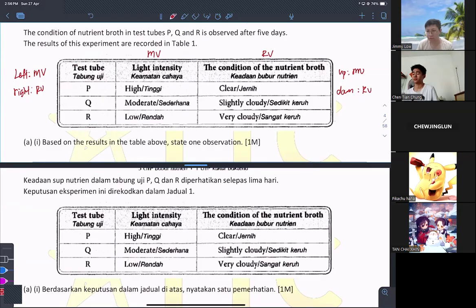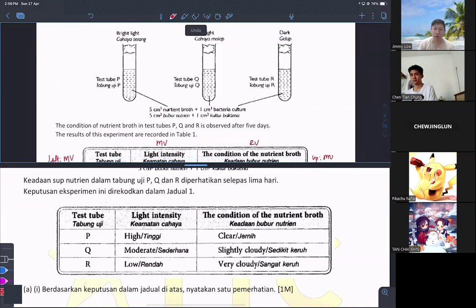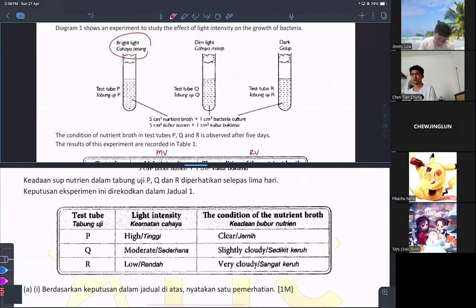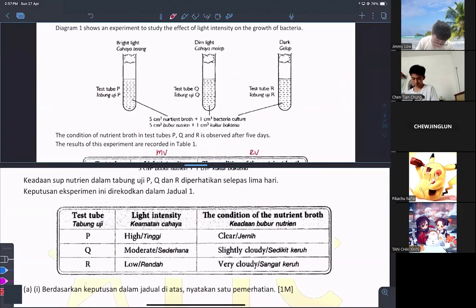So if you want to double check whether my MV and RV are correct or not, we have a few ways to go through. One, look at the diagram. Correct or not? Oh, okay, the light intensity. Oh, correct. This light intensity is my manipulated variable, the thing that has to be different. Then my responding variable means the condition of nutrient broth. Is it true? Okay, correct. I'm going to test my nutrient broth.